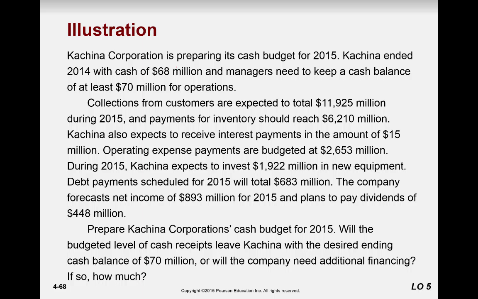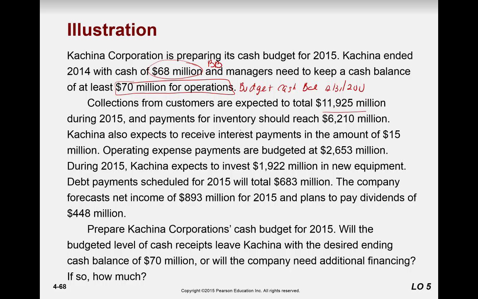Now we have this corporation and we have our cash budget. We ended the year with $68 million. That is going to be our beginning balance of cash. And basically we need to keep $70 million. This $70 million of operations is going to be our budgeted cash balance as of December 31st, 2015. So we collected from customers $11,925, and that's our collections.